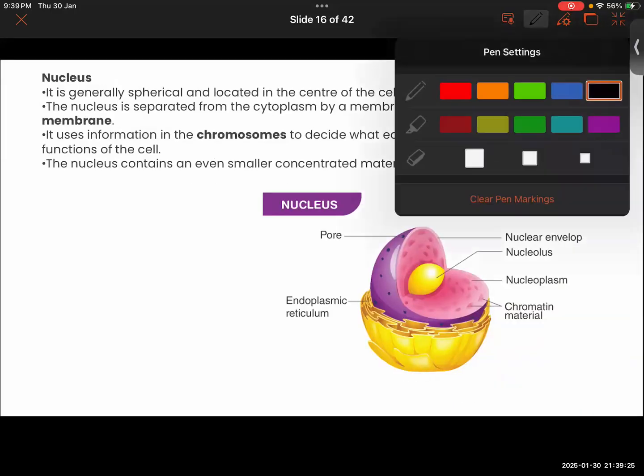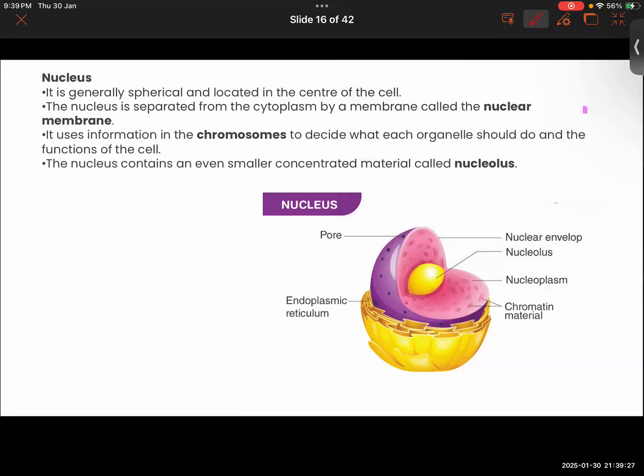Talking about the very first, we have the nucleus. So it is generally spherical in shape and located in the center of the cell. Generally located in the center of the cell, but you have exceptions. When you take a look at the plant cells, it is located in the corner in the plant cells. Anyways, now this nucleus is separated from the cytoplasm by a boundary that is around it.